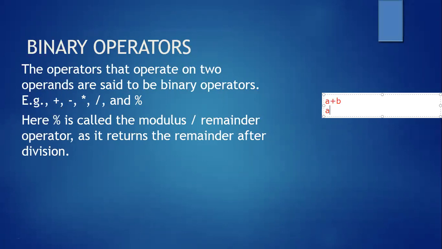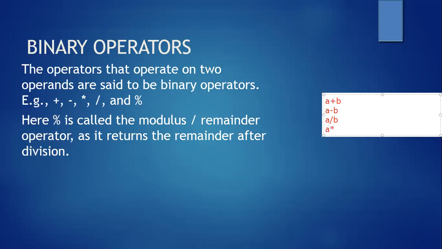The same way I can write a minus b. Here minus is my binary operator because it is acting on two operands, on two variables. The same way a divided by b, and the same way a multiplied by b. We know about these, but the only new thing here is my modulus sign. We don't have a modulus sign in maths, but if I write a modulo b, what does that mean? The percentage sign that we use is actually called modulus, and the interesting part is that it gives the remainder after division.